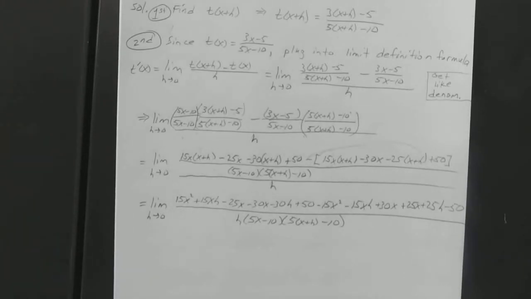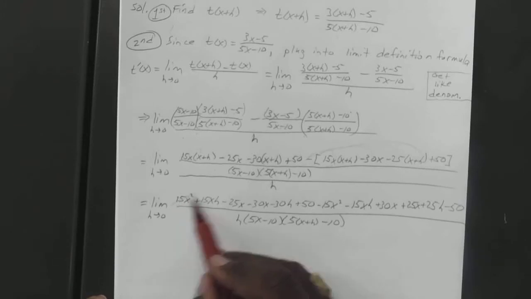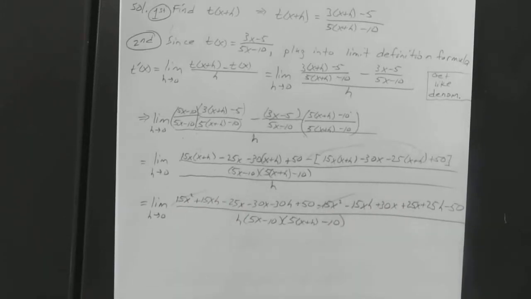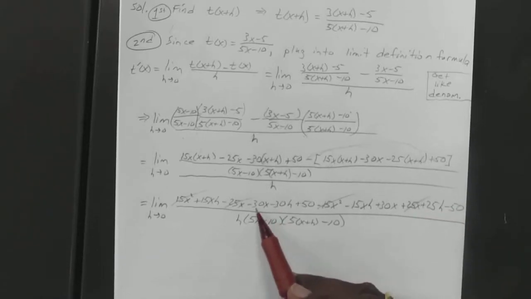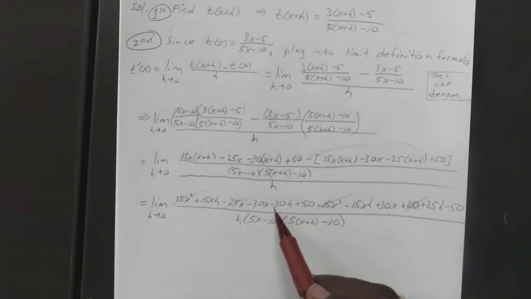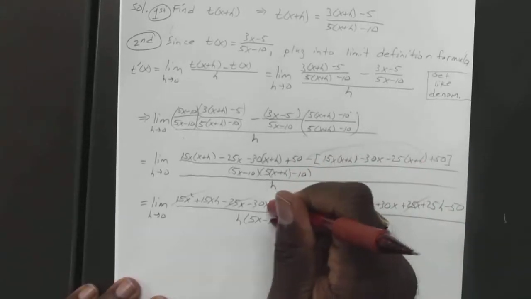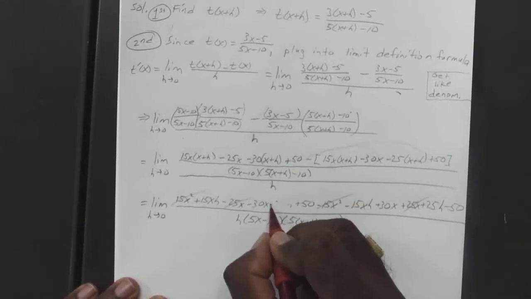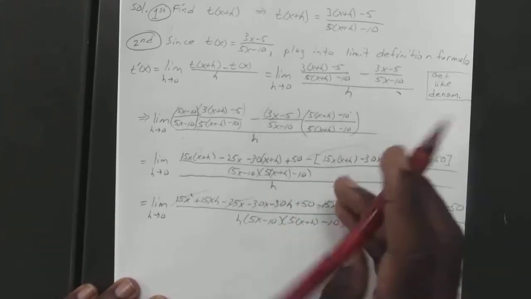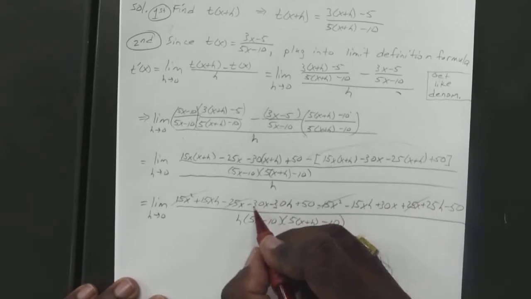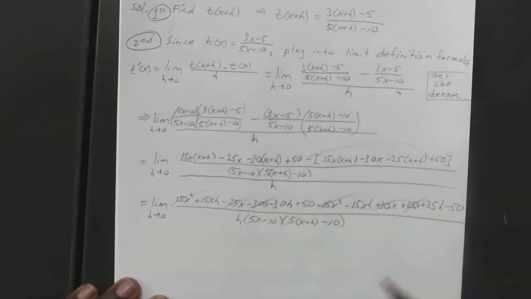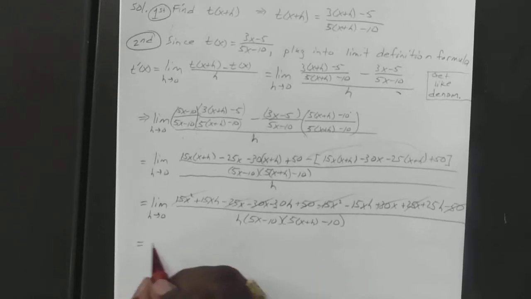Okay, so now things should start canceling off. You have 15x squared minus 15x squared. You have minus 25x plus 25x. You have minus 30x, 30h right there. Wrong one. Clean that up a little bit. There we go. Minus 30x plus 30x. You have plus 50 and minus 50. And I believe that's everything that cancels off.